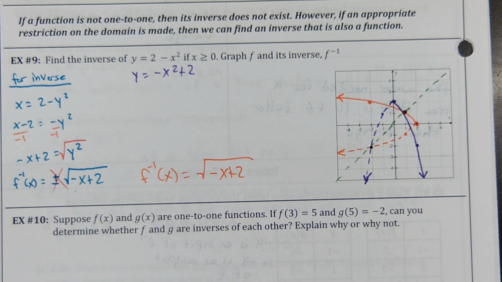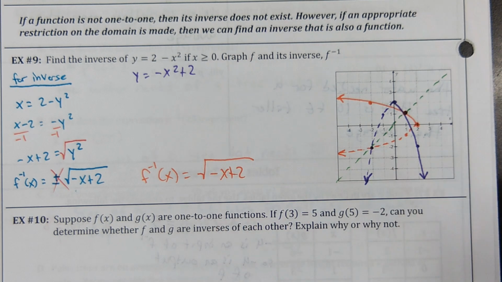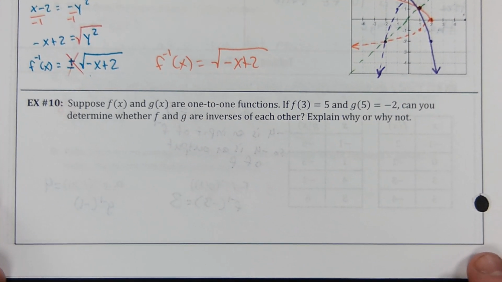How do you know if it's positive or not? Because this says greater than 0, like on the graph was. The right-hand side is always the positive side. That's all. Alrighty. Last question.